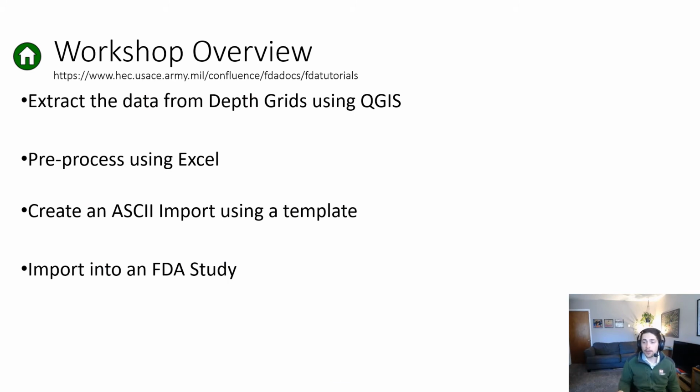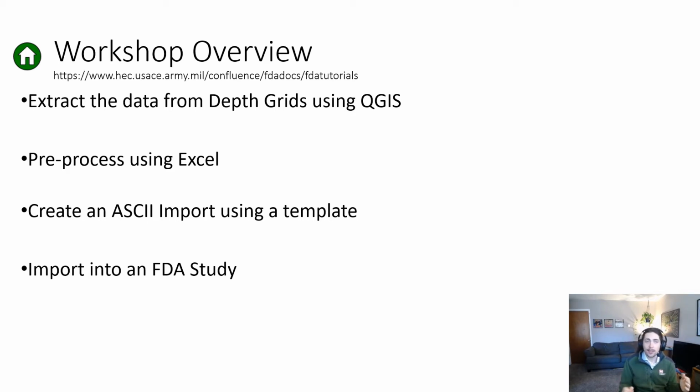With all that background established, I want to give a little introduction to the tutorial itself. The link is up there at the top of this slide. Our first step is going to be extract the data from depth grids using QGIS. You'll have a set of example hydraulic results for West Sacramento that you'll get to pull data off of.